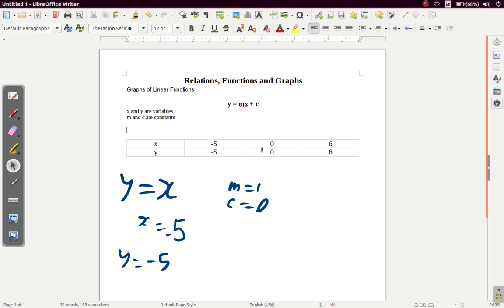We have -5, 0, and 6 for x. We have -5, 0, and 6 for y. We have a graph paper here. -5, 0, and 6. From 0 to -5 and then 0 to 6 is close to the same distance, right? What we want to do is line up our graph paper so that all the numbers will fit on the graph paper, and also that we make efficient use of the graph paper.